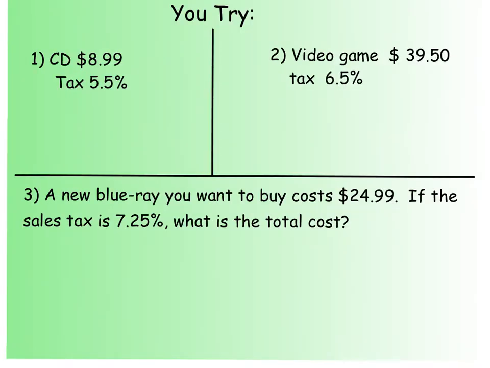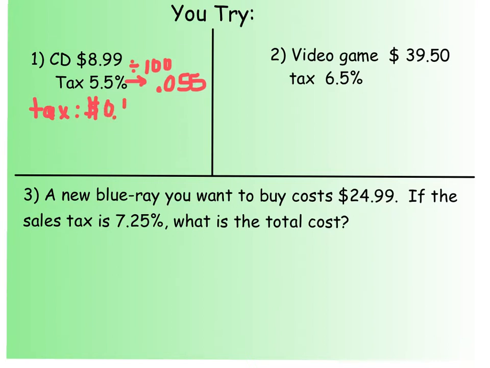Let's go ahead and do another one together, and then you can practice a couple on your own. So number 1 says there is a CD, it costs $8.99, and there's a 5.5% tax rate. Okay, so first step is to change the percent to a decimal. Remember to do that, we divide by 100. That gives us 0.055. Now, in order to figure out the dollar amount of how much tax we're going to pay, you're going to multiply the cost of the CD by 0.055. That gives us 49 cents.